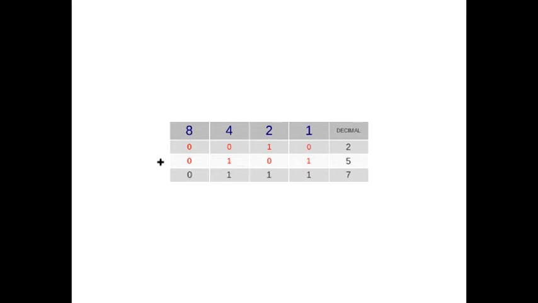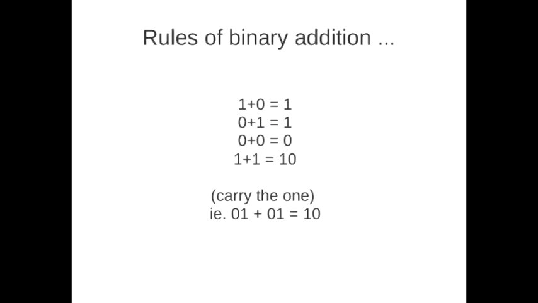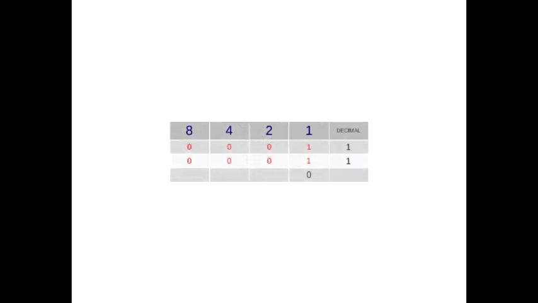So adding in binary is pretty easy. Let me just remind you of the rules, and this one in particular: 1 plus 1 equals 10, so we always carry the 1. In this example, we're just going to look at 1 plus 1, and we see that we put a 0 in this column, we carry the 1 into the second column, and we can see that the answer is 10, if we just fill the table in.